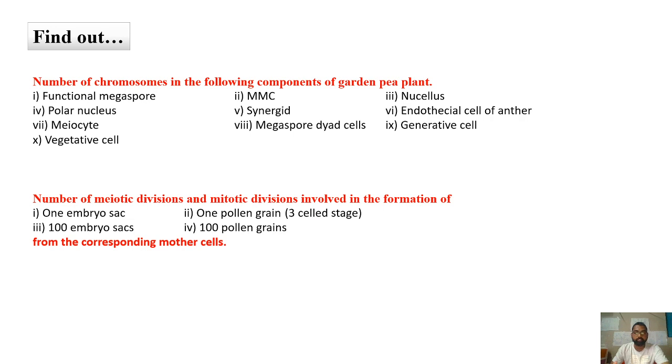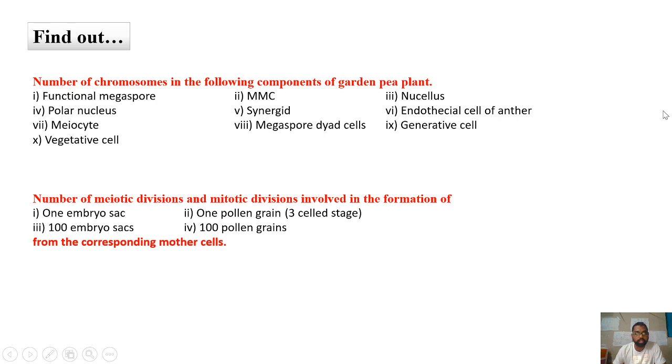Hi all, welcome to the third lecture on sexual reproduction in flowering plants. In this lecture, we are going to discuss the process of pollination, that is the transfer of male gametophyte onto the stigma, which leads to fertilization and the post-fertilization changes afterwards.